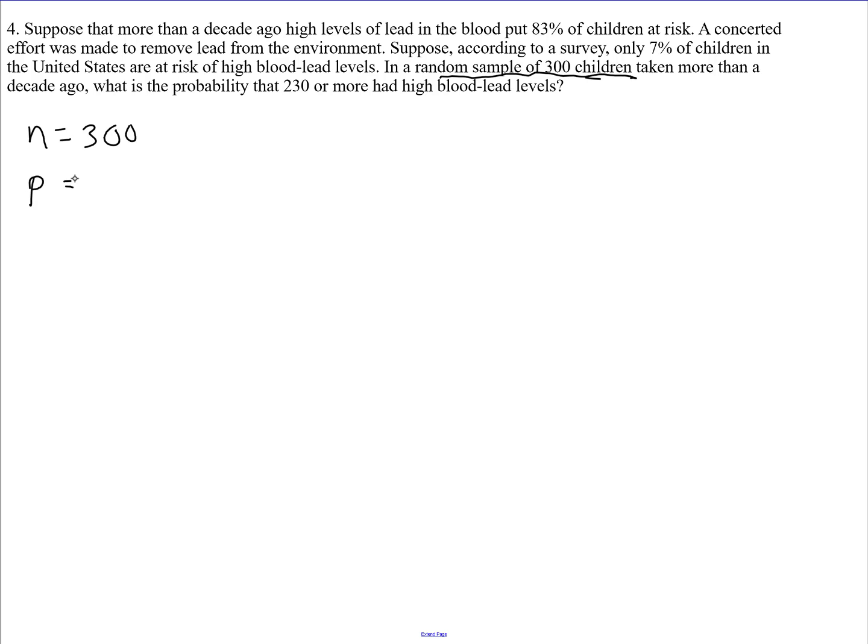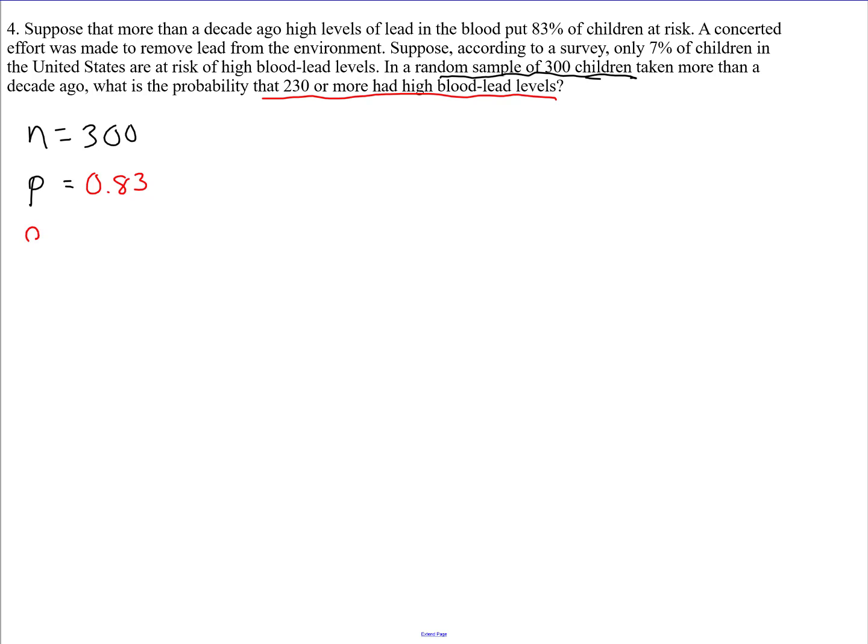P, our probability of success. So that means we need to figure out what is success. So in this case, the question's asking us, find the probability that 230 or more had high blood levels. So we're going to define success to be that a child had high lead blood levels. So in this case, P is going to be the probability that a child had high blood levels. So it's going to be P equals 0.83.